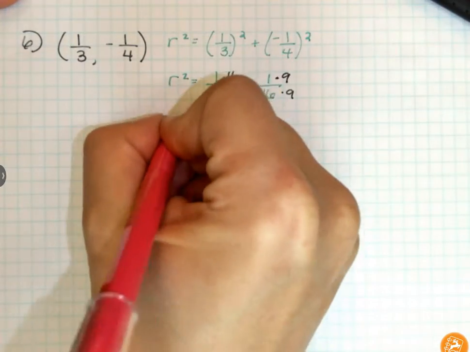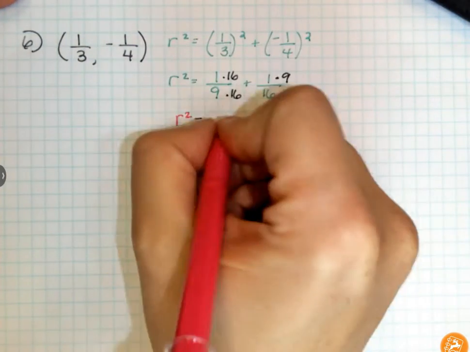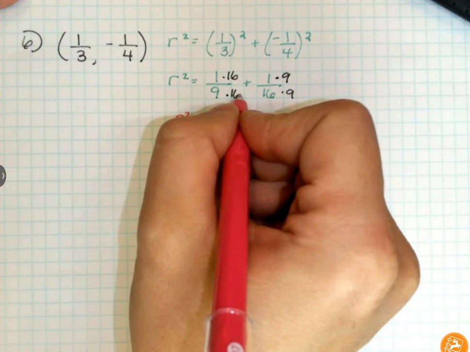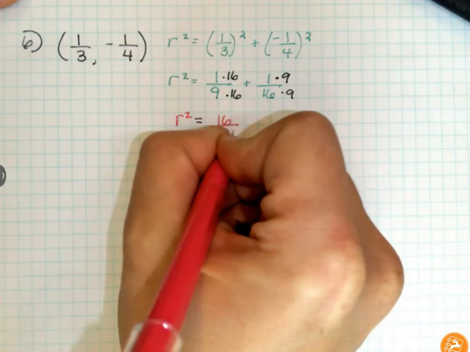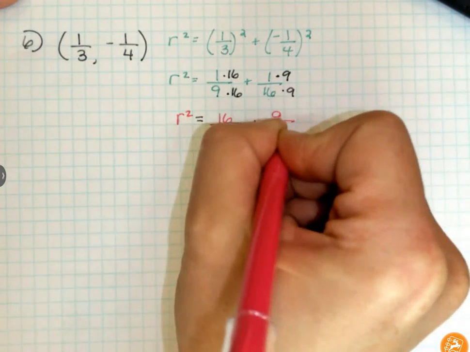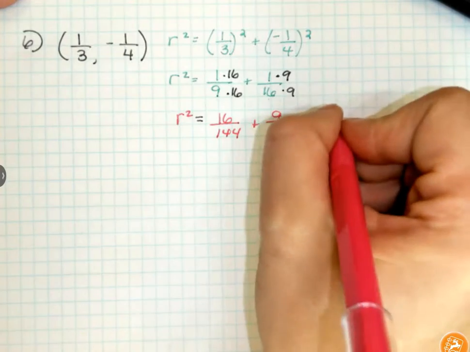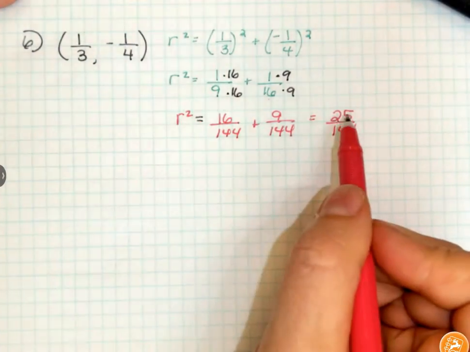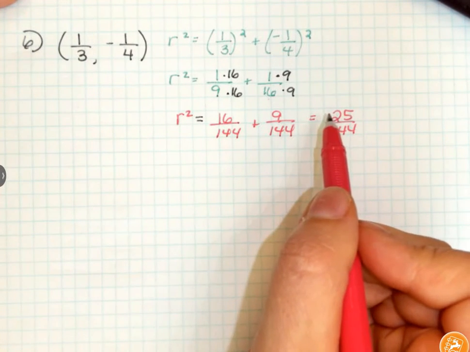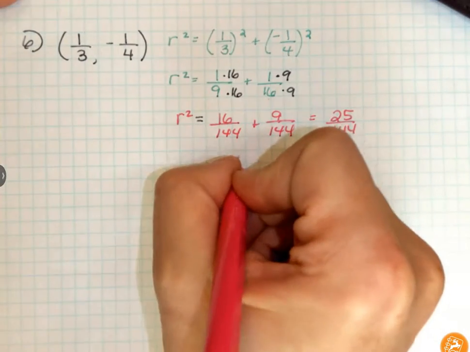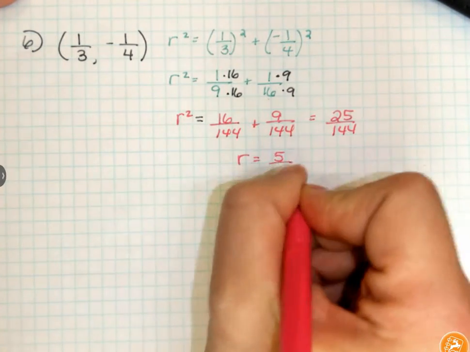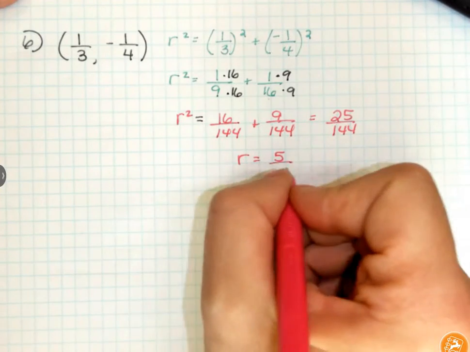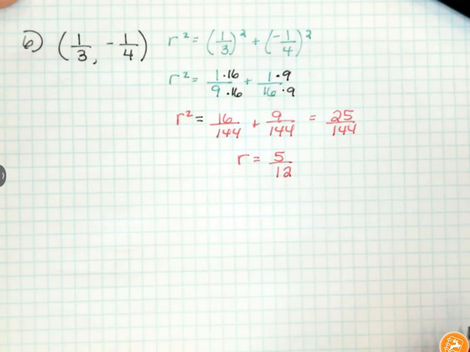That leaves me with r squared to be 16 over 9 times 16 is, okay, 144. Thank you. Plus 9 over 144. That leaves me with 25 over 144, and I am extremely happy right now because that's r squared. Those are both perfect squares, so I'm happy. It's not always going to make me happy, but when it does, yay. What's the square root of 144? 12. So there's my radius.